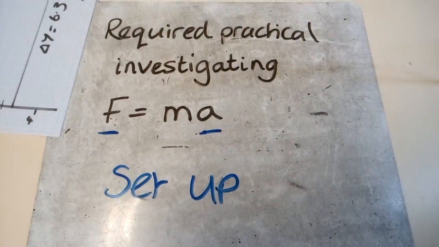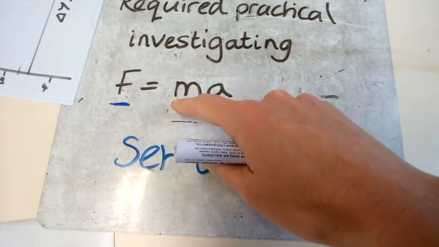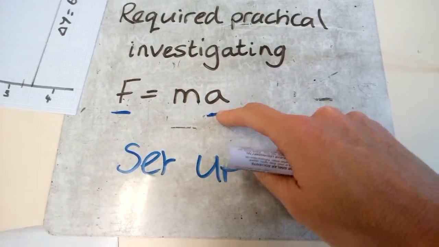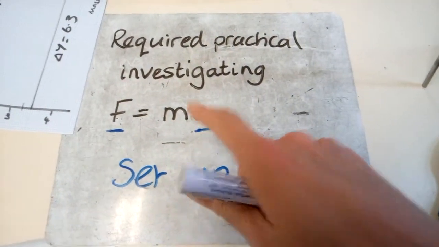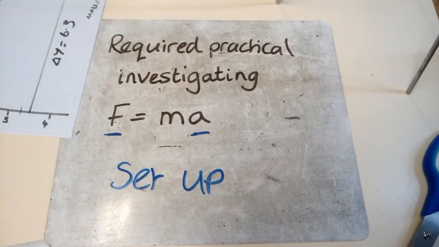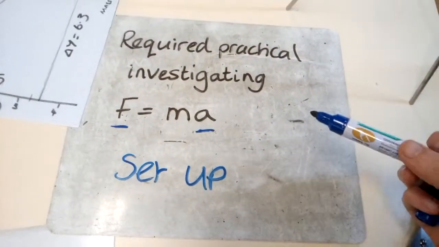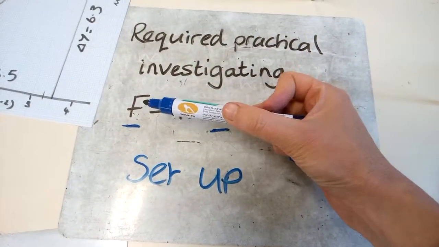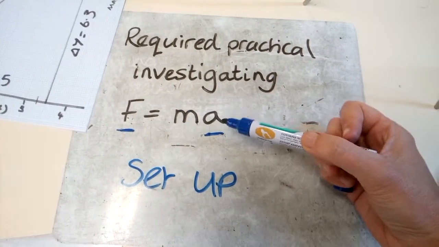In this video, we're going to look at the required practical which investigates the equation F is equal to m times a. That's force is equal to mass times acceleration. This is how to set up the experiment, so it's the first video on this. The aim of the experiment is to show that this equation is correct. Force is equal to mass times acceleration.